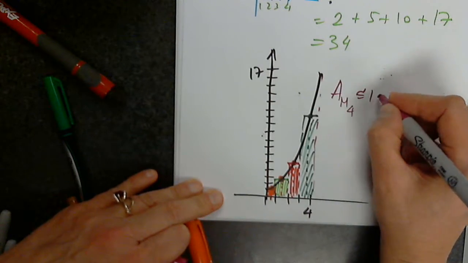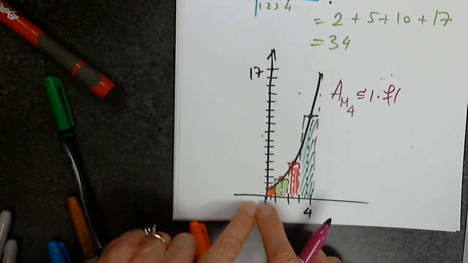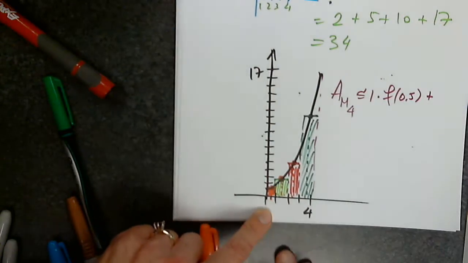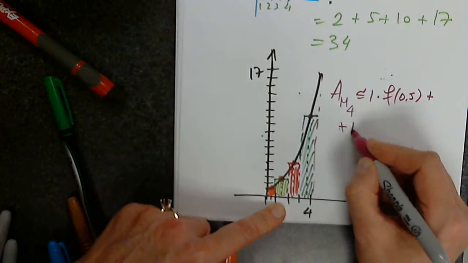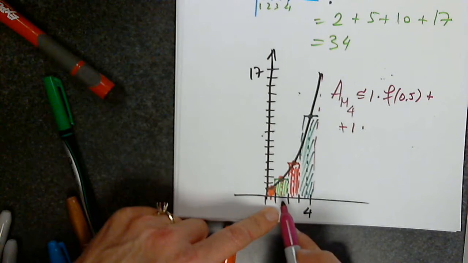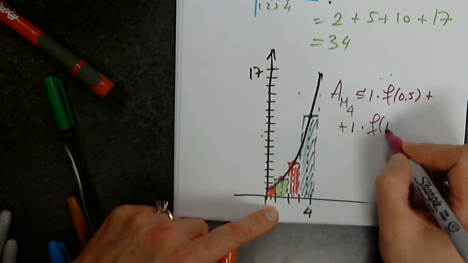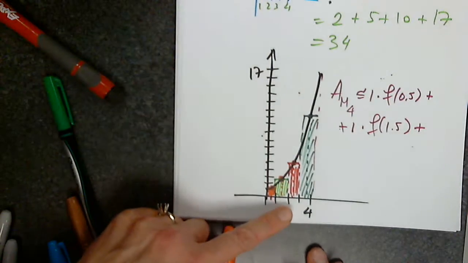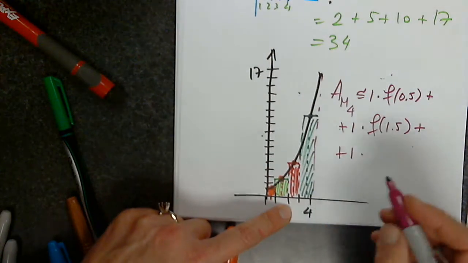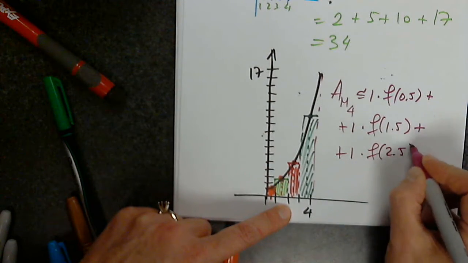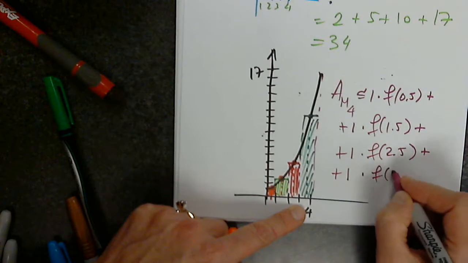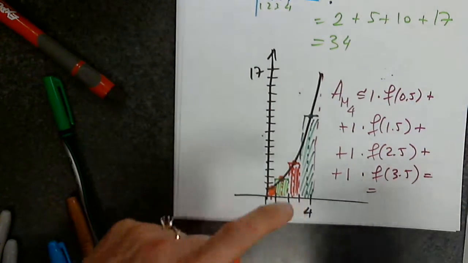So approximately 1 times f of between 0 and 1 is f of 0.5, plus base times height. This is now between 1 and 2, so this is 1.5. f of 1.5 plus base times height. This is between 2 and 3, so it's 2.5, plus the last one, 1 times f of 3.5.